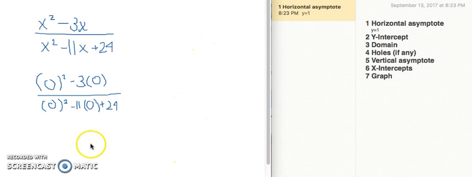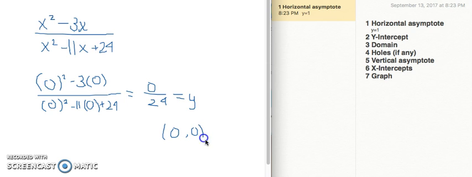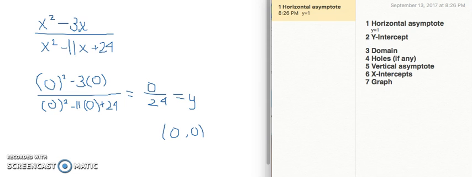For the y-intercept, you have to set x equal to 0. That gives us 0 over 24. And we all know that a fraction whose numerator is 0 equals 0. So our y-intercept will be (0, 0). Now we register it here. Y-intercept (0, 0).